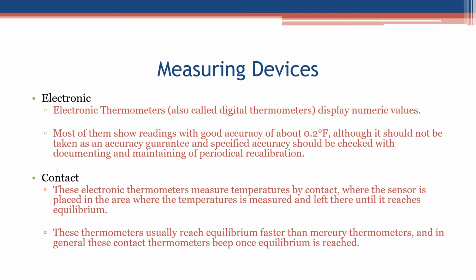Contact. These electronic thermometers measure temperatures by contact, where the sensor is placed in the area where the temperatures are measured and left there until it reaches equilibrium. These thermometers usually reach equilibrium faster than mercury thermometers, and in general, these contact thermometers beep once equilibrium is reached.